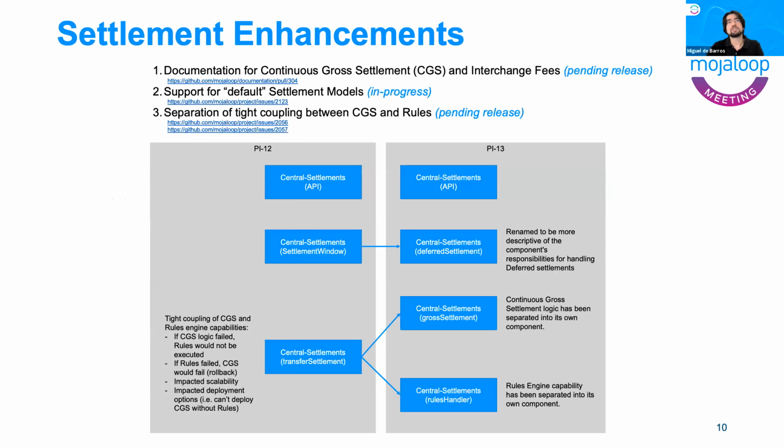So let's talk about the settlement enhancements. The first is about the documentation. In the previous PI, we released the continuous gross settlement and rules engine, where we were able to implement the interchange fees. We've now documented that; there's a pull request currently pending the release of 12.10. That will be published as soon as the final updates on the next 2 points are released.